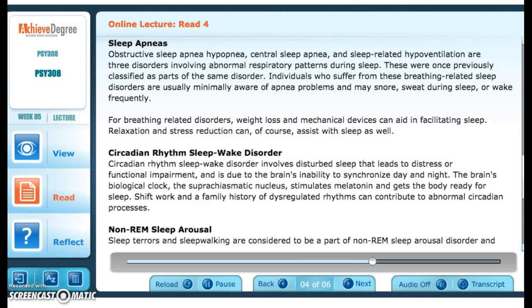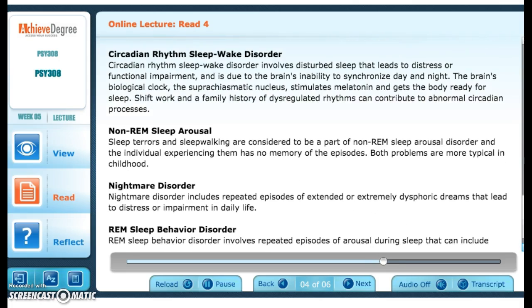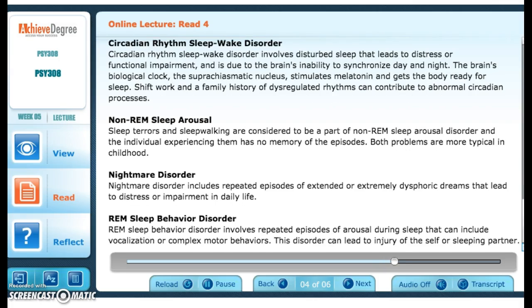Circadian rhythm sleep-wake disorder. Circadian rhythm sleep-wake disorder involves disturbed sleep that leads to distress or functional impairment and is due to the brain's inability to synchronize day and night. The brain's biological clock, the suprachiasmatic nucleus, stimulates melatonin and gets the body ready for sleep. Shift work and a family history of dysregulated rhythms can contribute to abnormal circadian processes.